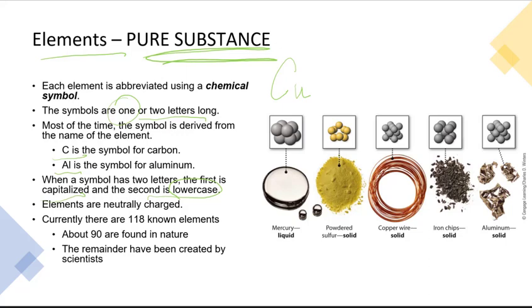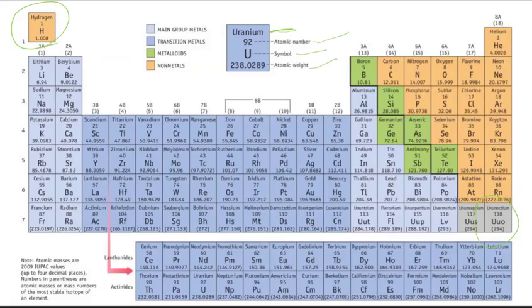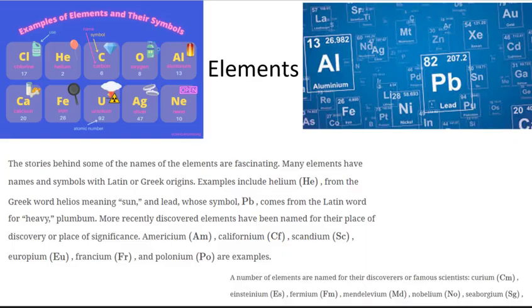Currently, there are 118 known elements. About 90 are found in nature. The remainder have been created by scientists. This right here is chemistry's number 1 most important resource that we will use. Everything we need to know is on here, starting with number 1, hydrogen, and all the way up to number 118. We've got lots of information on here. We're given the name of the element on top. We're given its atomic number, its symbol, its atomic weight, and we're going to get into how to read all of this very shortly.